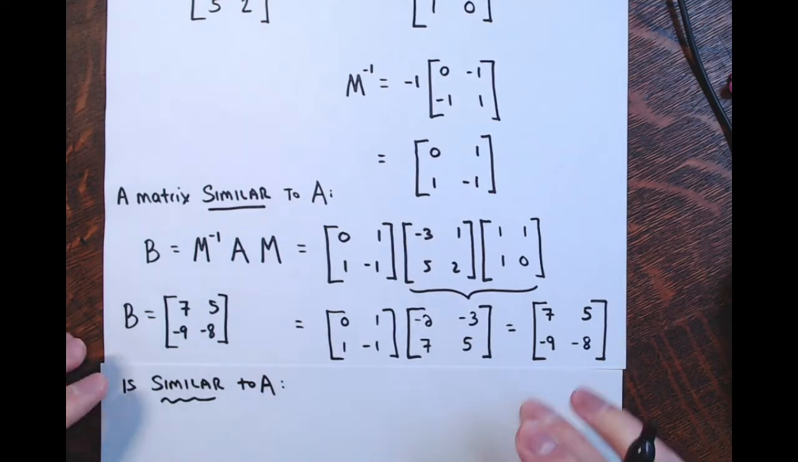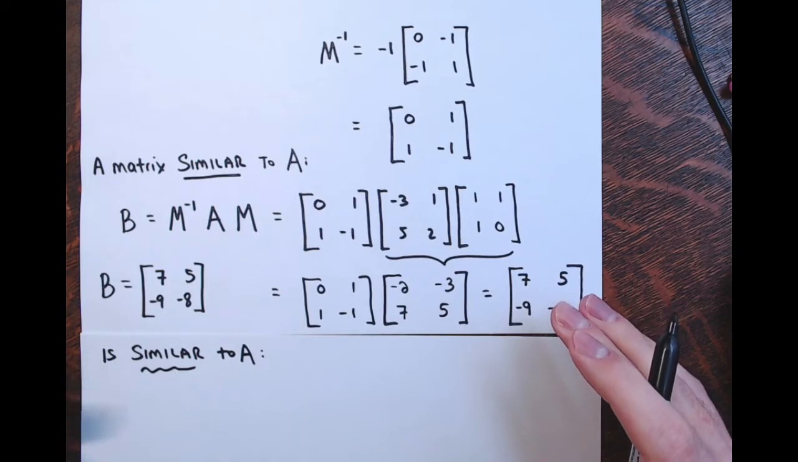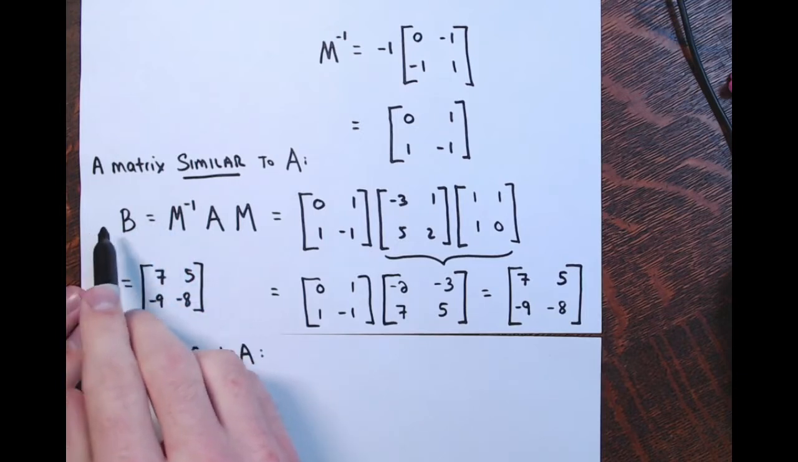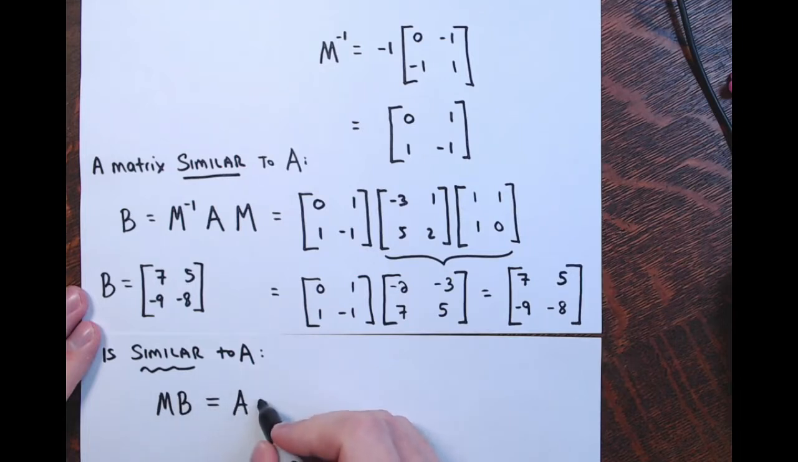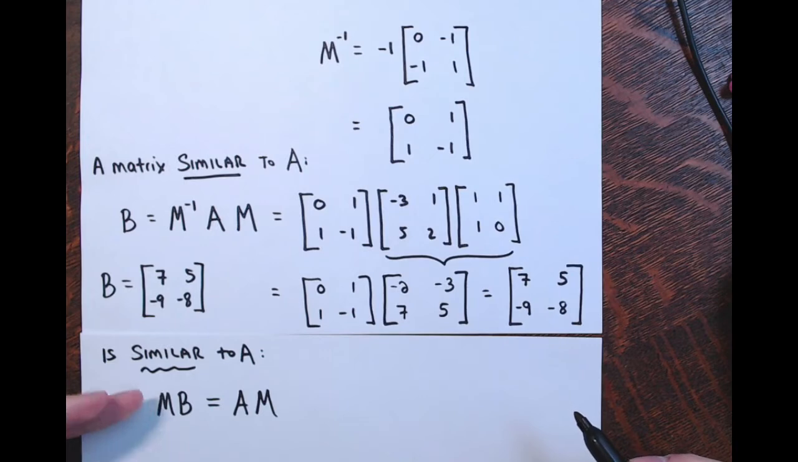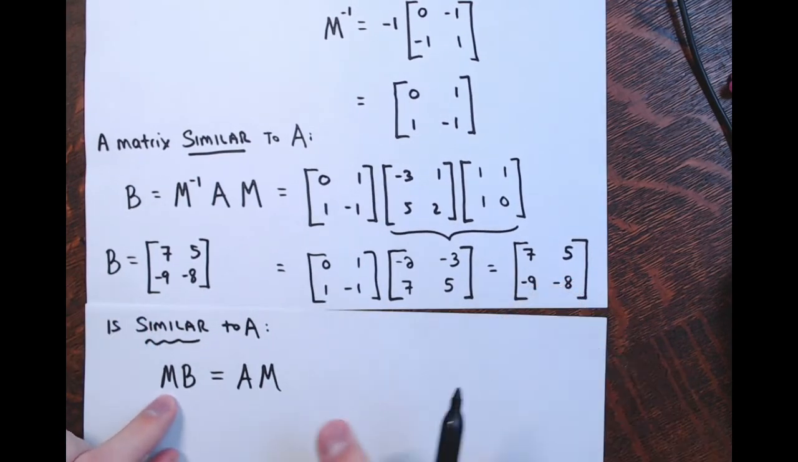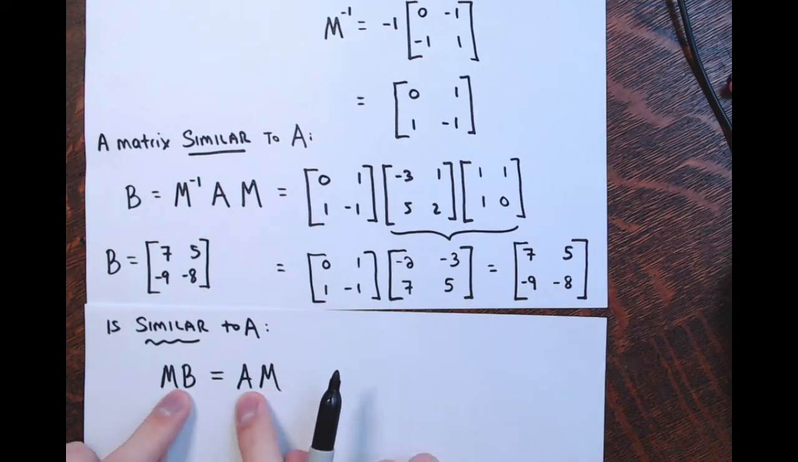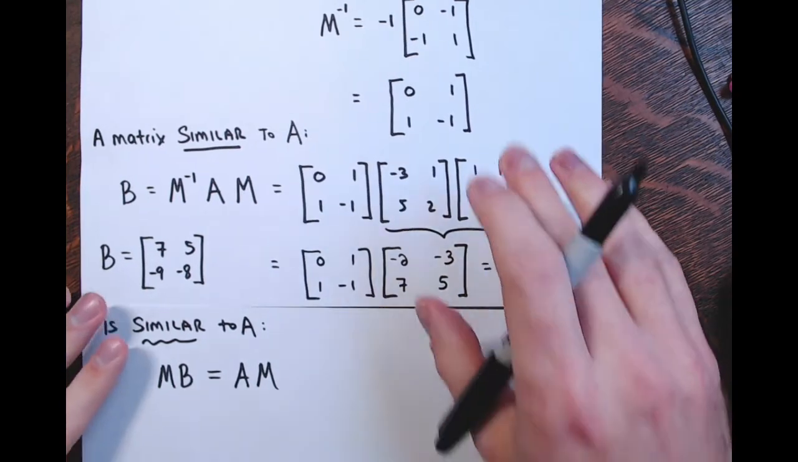Right, and the reason being is that you can find an invertible matrix, called M here. If I were to take this equation and multiply on the left side by M, we'd have M times B would be equal to A times M. And that's why they're similar, because when I multiply by this fixed matrix M, and I multiply one matrix on the left, the other matrix on the right, I get the same thing. So these two matrices must be similar in some way.